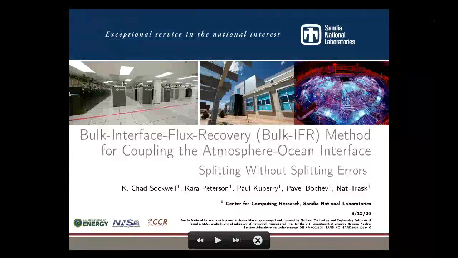Yes. Okay, excellent. So I'm going to talk about a framework, the bulk method, for coupling the atmosphere and ocean. And the idea behind this framework is you can build splitting methods, ideally without splitting errors or by minimizing them.